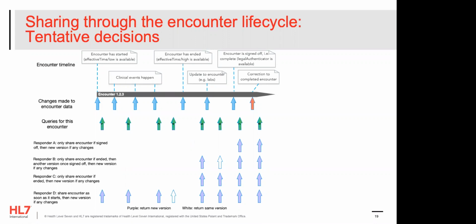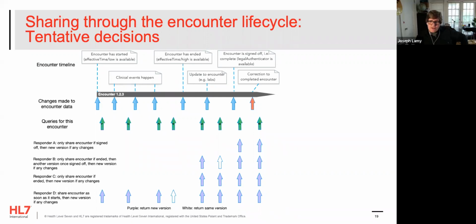Joe, this is Lisa. A clarifying question on that white arrow that's in the 4th row down. Is that saying that if someone queried for this encounter document prior to some updated lab information coming in, and then the system queried for that encounter again after the updated lab information had come in, that the responder would get the same document, I'm guessing the document that did not have the lab information in it?